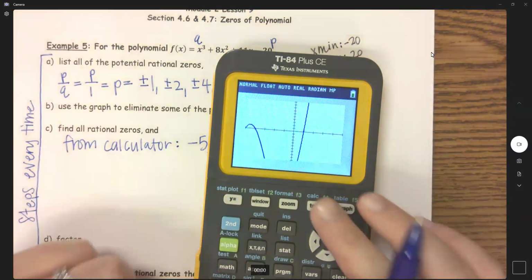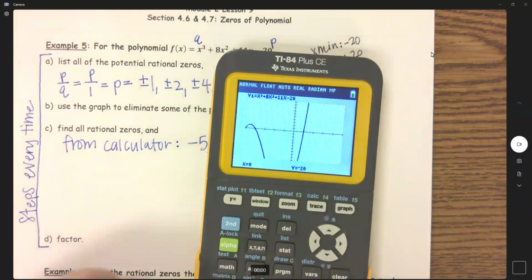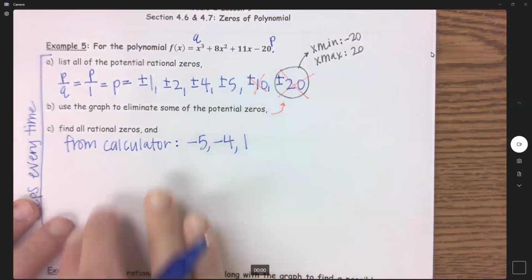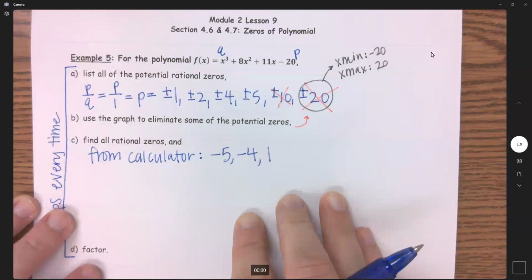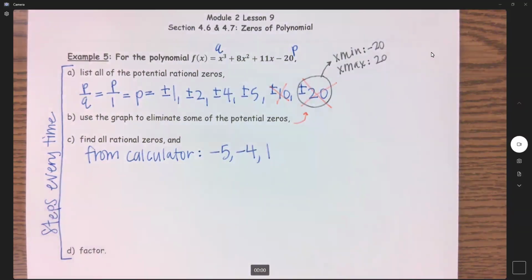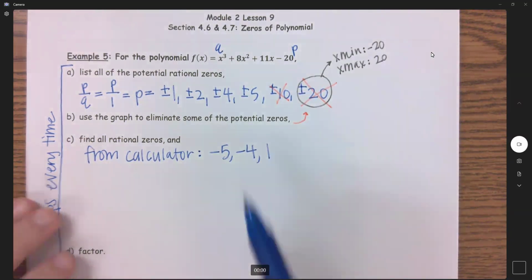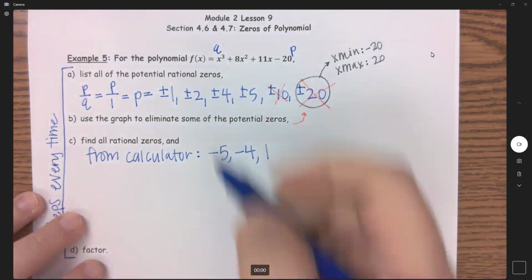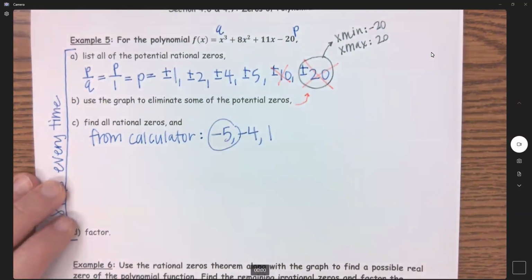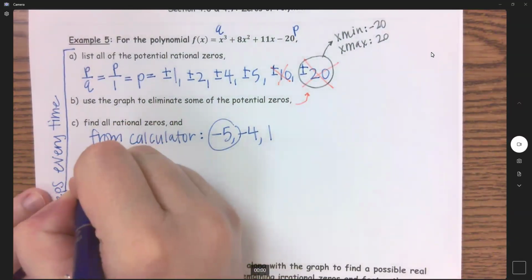And you can use your calculator to use your trace to even check it. If I do negative 5, we get 0, negative 4 is 0, and 1 is 0. Now, technically for this one, we can stop right here, but I want you to see where we're going to go from here. Because in the future, all we're going to have is one rational zero. The rest are going to be irrational or complex. So when that happens, let's say that from the calculator, all I could see was this negative 5. I would take that negative 5 and I would have to divide it out.